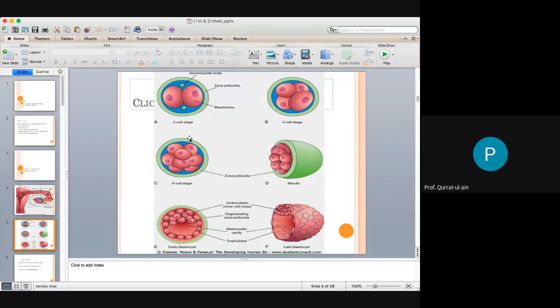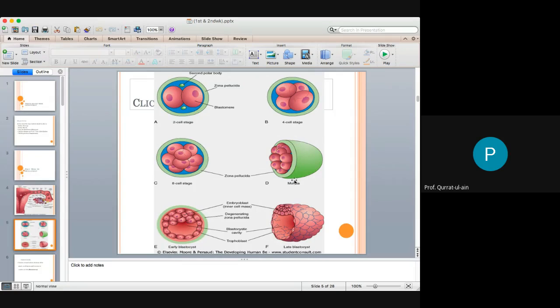These are the magnified pictures of the division of the zygote, the 2-cell stage. This is the zona pellucida. The zygote has started dividing, and the first mitotic division is completed, forming 2 cells. Each cell is known as a blastomere. These are all blastomeres. And the mitosis goes on.